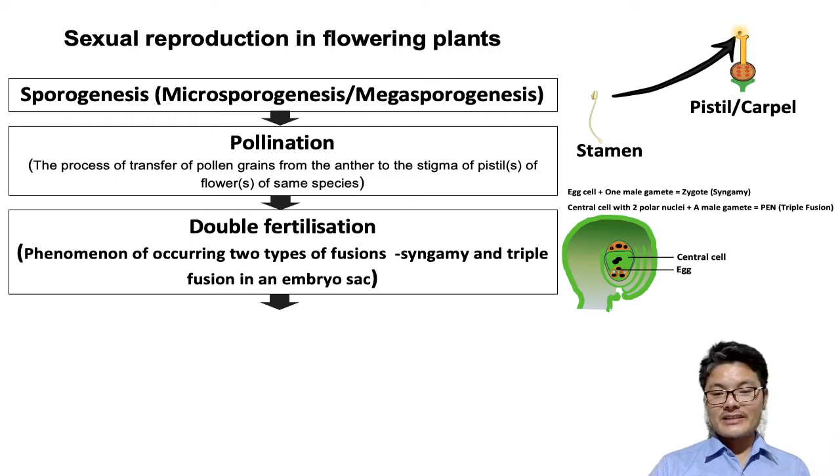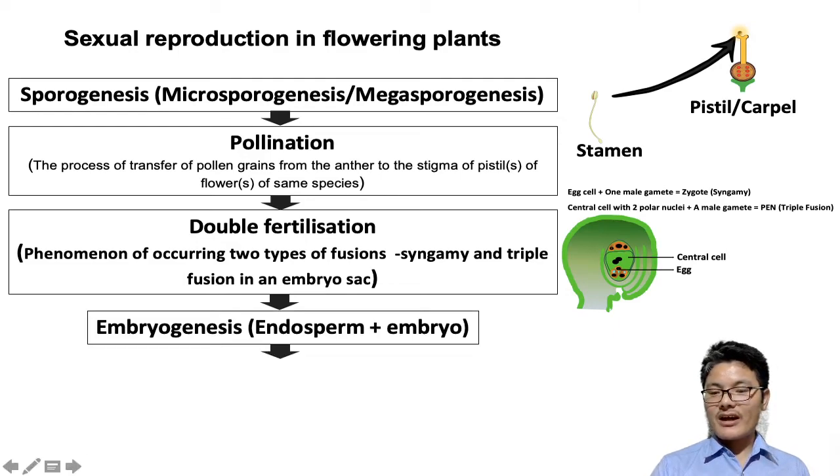After double fertilization, the zygote which is formed will develop into the embryo, and around the embryo we have endosperm, which is formed from PEN. PEN, the primary endosperm nucleus, will undergo cell division and form primary endosperm cells, which will later form the tissue of endosperm. Endosperm is food for the developing embryo.